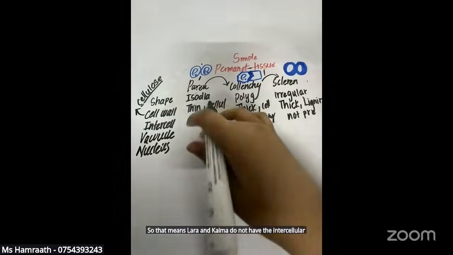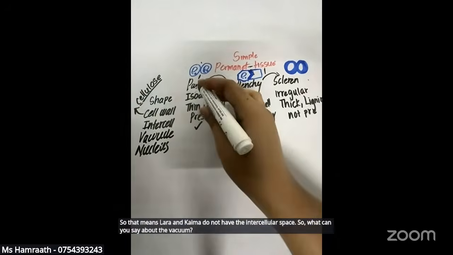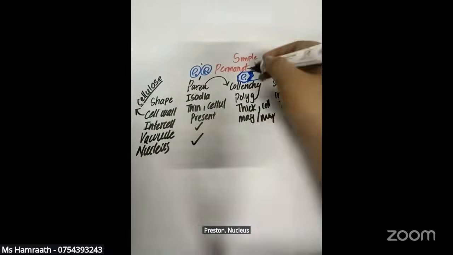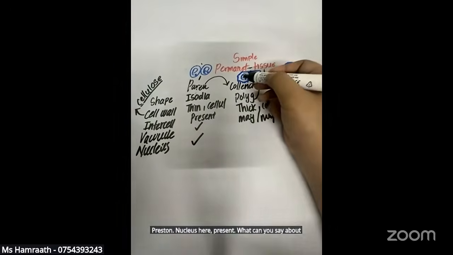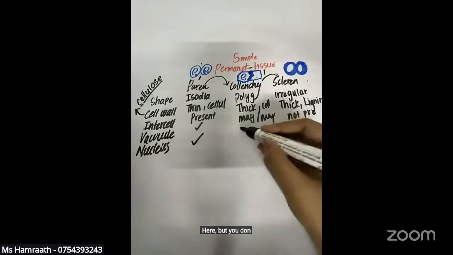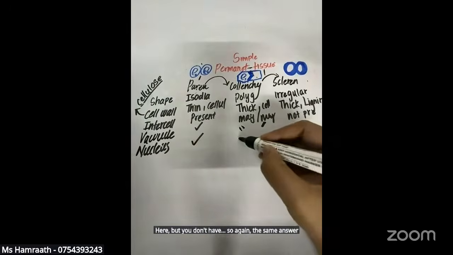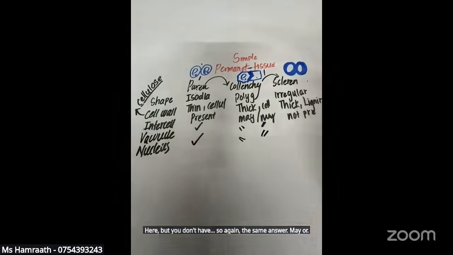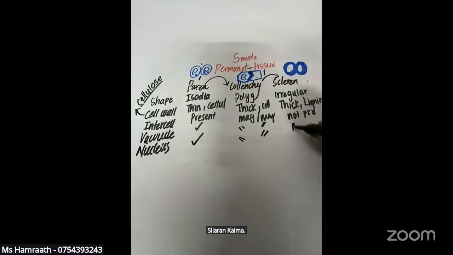So what can you say about the vacuole? Present. Nucleus here, present. What about the collenchyma? On this side you have the vacuole, but you don't have it here; nucleus here, but you don't have it. So again the same answer: may or may not be present. Sclerenchyma, not present.